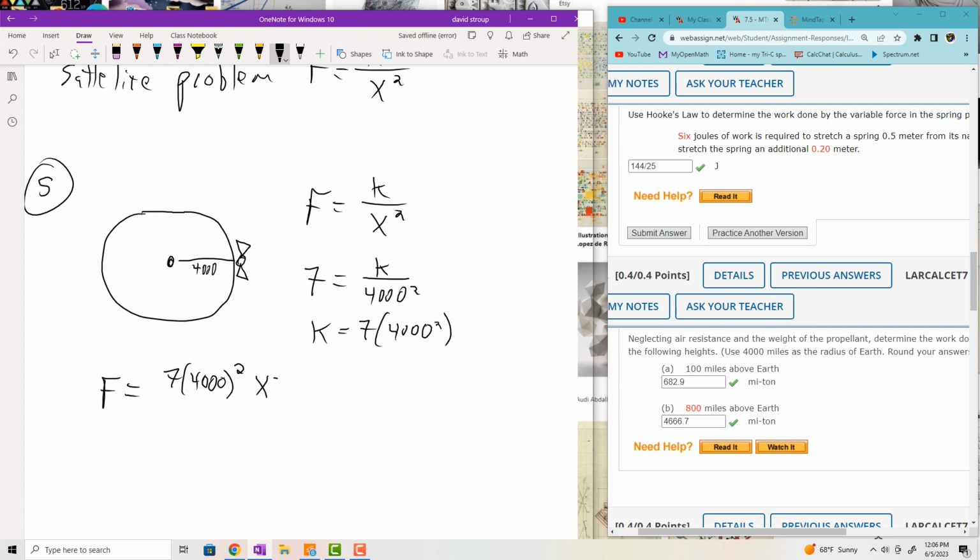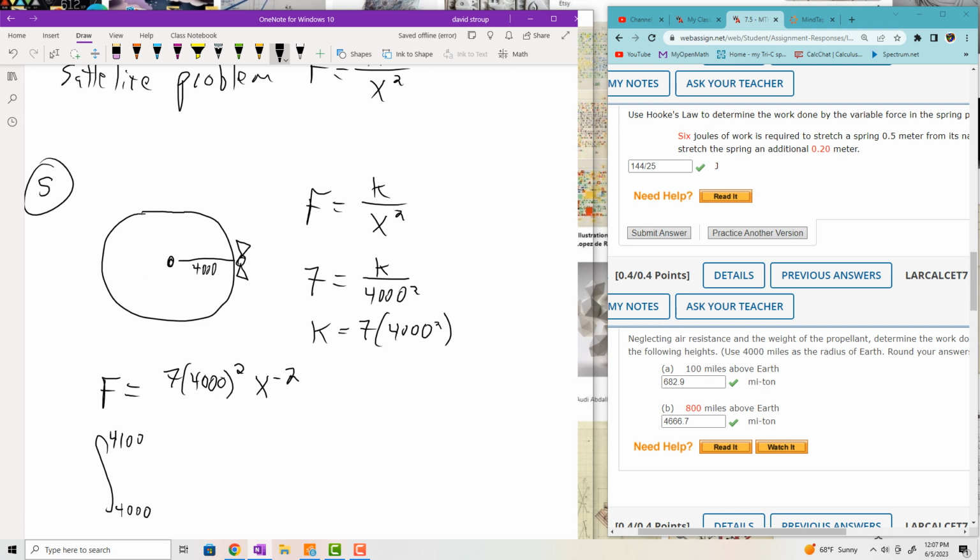So that's our force function: 7 times 4,000 squared all over x squared. Let's rewrite that as x to the negative 2 for integration purposes. So in our first case, we want to figure out how much work is done in moving 100 miles above the Earth. Again, you have to be a little careful because we're already positioned at 4,000 miles from the center of the Earth, right? So I'm actually moving from 4,000 to 4,100.